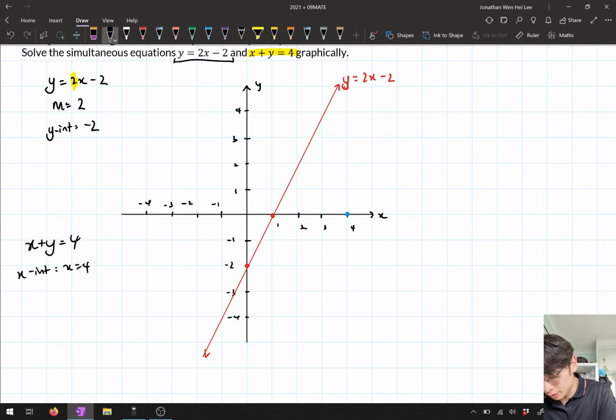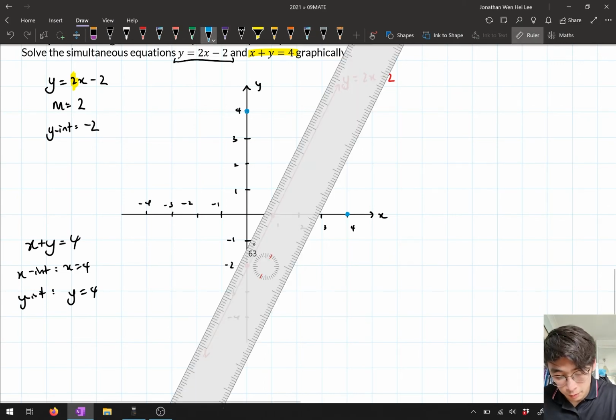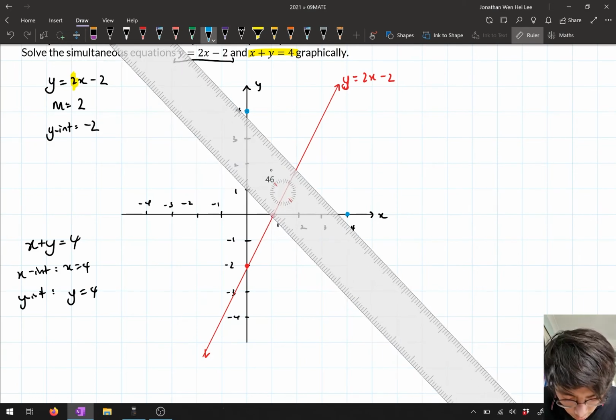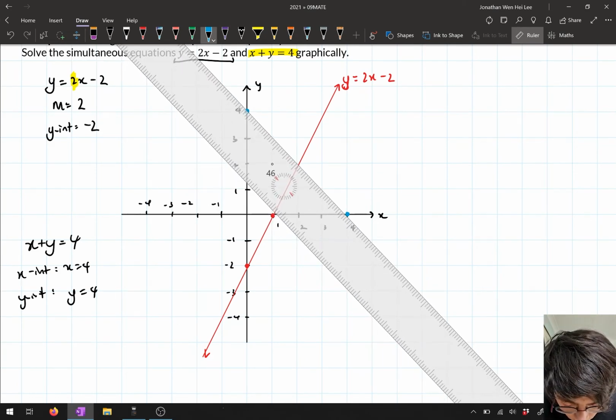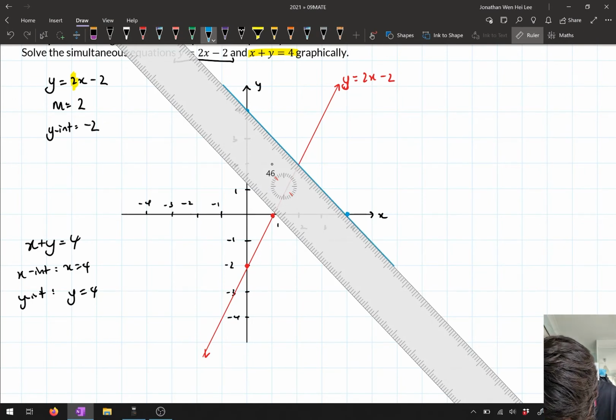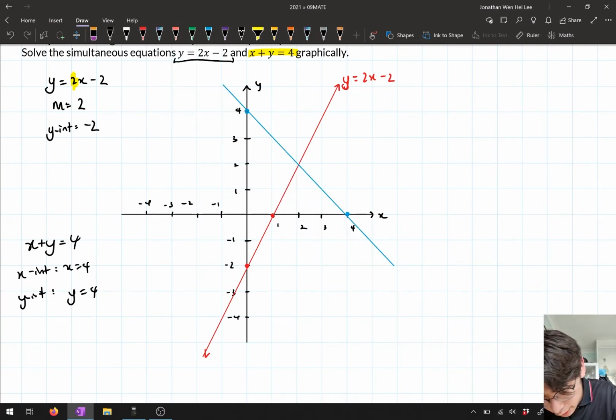The second one, the y-intercept, is when x is equal to 0. So y is equal to 4. And so here, I'm going to put a dot up here. So I've got those two, and I'm just going to draw a line through them. And notice, this is where my drawing is actually a little bit off. And so there, that is where this line would be. So this is x plus y is equal to 4.